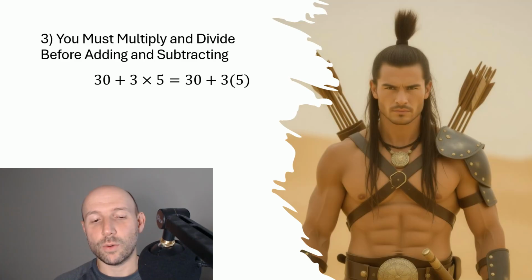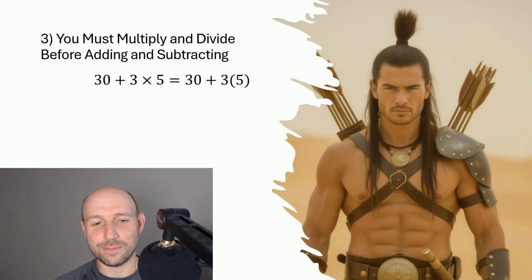And again, why this error can come about is because writing multiplication with an X is misleading. It's much better to write it with brackets. And if we have it as 30 plus 3 open bracket, close bracket, well then the 3 and the 5 look like they're one thing. And so people are more likely to treat it as one thing.